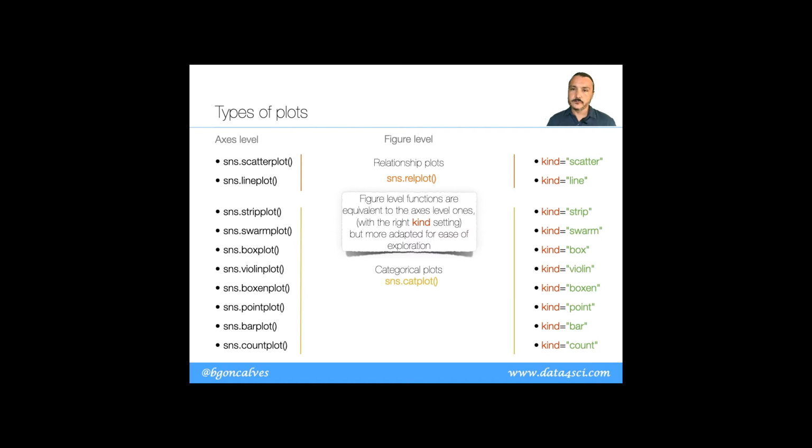And for figure level functions, essentially you have two functions. One for relationship plots, sns.relplot, and one for categorical plots, sns.catplot. And here you select what type of plot you want, so scatter plot or line plot, strip plot, swarm plot, or whatever, by specifying the kind parameter. So you'd call sns.relplot with kind equals scatter to generate a scatter plot, with kind equals line to generate a line plot, and so on.